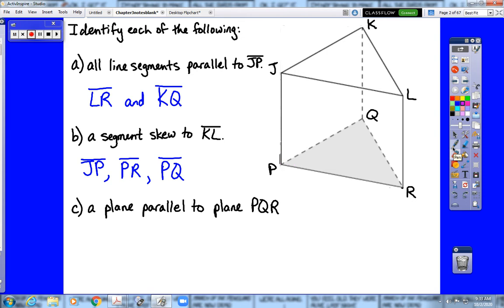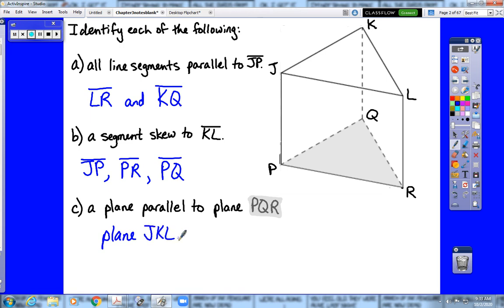All right, moving on to our final question, a plane that is parallel to plane PQR. PQR is the shaded plane. It's the one on the bottom that is shaded in gray. Okay, here's PQR down here. It's the base. So we have to think to ourselves, which side of this prism would never intersect the bottom? The answer would be the top. So we need to name the plane that makes up the top of this prism, which would be plane JKL.